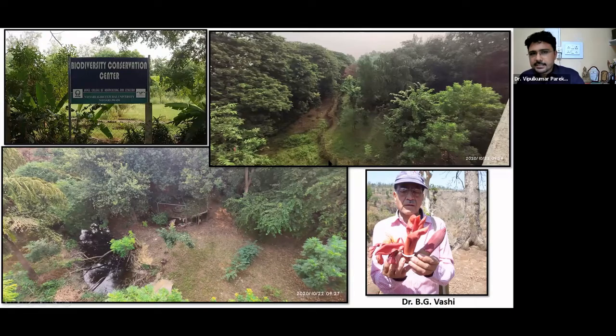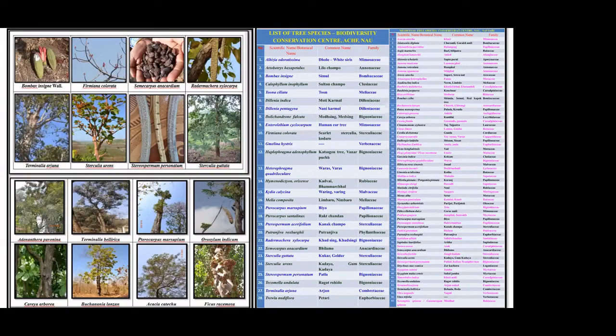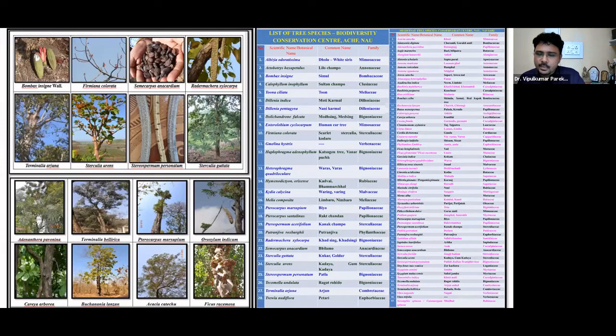Now this is the biodiversity conservation. We have 1 hectare area at our university. You can see the top view, and this is Dr. B.G. Vasi, the inspiration source of the Conservation Center, a well-known taxonomist of Gujarat. Along with Dr. B.K. Dhadu, they started this conservation center in 2003-4, and the legacy has grown from a few lines to a few accessions to 179 species conserved in this small area.